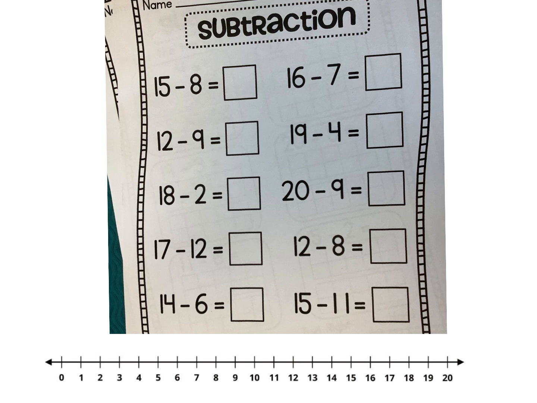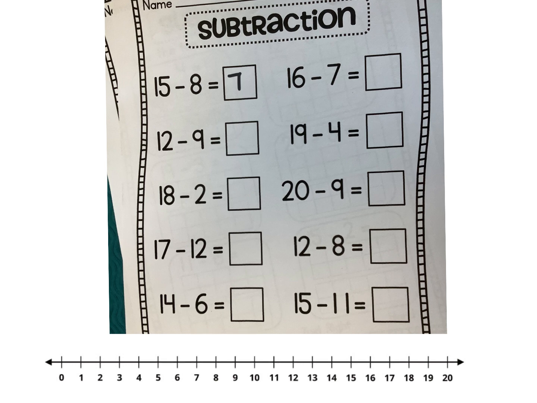Now I have some problems for you to practice using your number line. So the first problem is 15 minus 8. So what you're going to do is you're going to put your pencil on 15. So go ahead and try that. And then count back 8 hops. Remember, I'm going backwards, I'm not going forwards. And what number did we stop on? 7. So 15 minus 8 is 7.